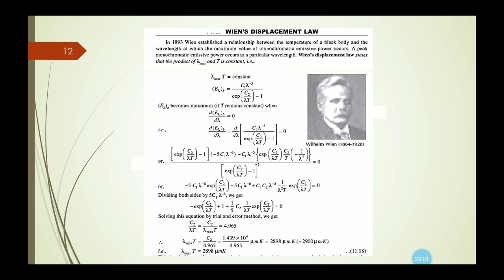And this constant has a value which can be derived by using Planck's law. That is, we get lambda max multiplied by T equals 2898 micrometer Kelvin. So this is the statement and the mathematical representation of Wien's displacement law.